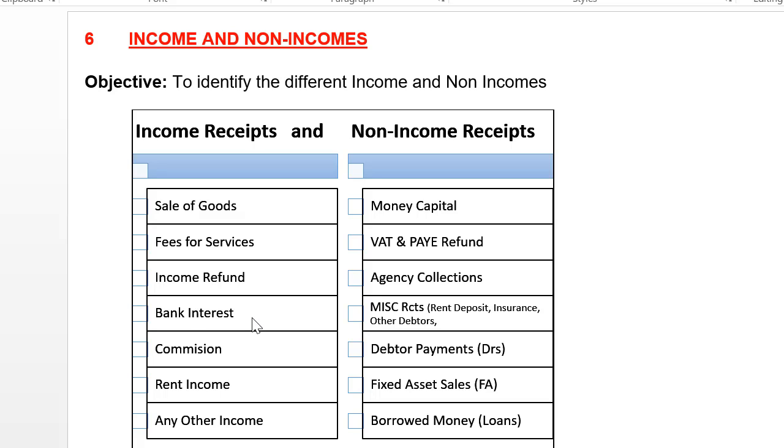Now, we also have bank interest. Some money that we received from the bank, in addition to what was deposited or the balance on the account. And the reasoning is that the bank has lent out this money, and from the interest the bank received, part of that interest is paid to the business or the money owner. That's the bank interest.